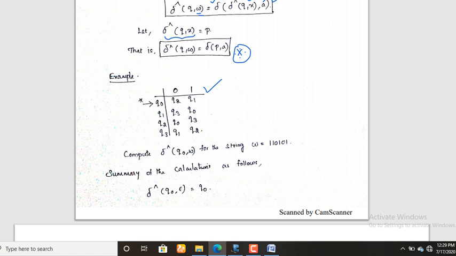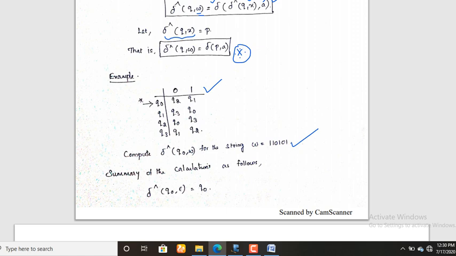So you are going to construct your transition diagram from the given problem. Okay, so many possibilities are possible. Here the inputs are the transition table as well as the string. Okay. So, the summary of the calculation. Let us see the summary part.